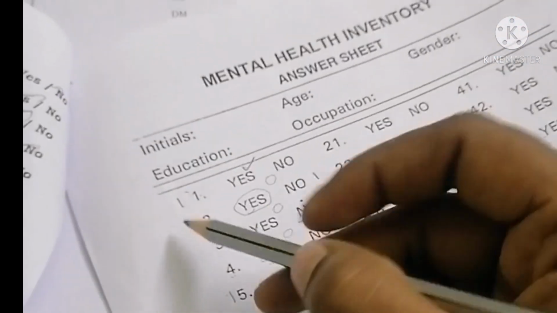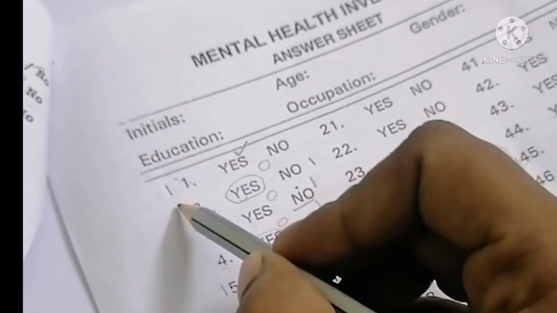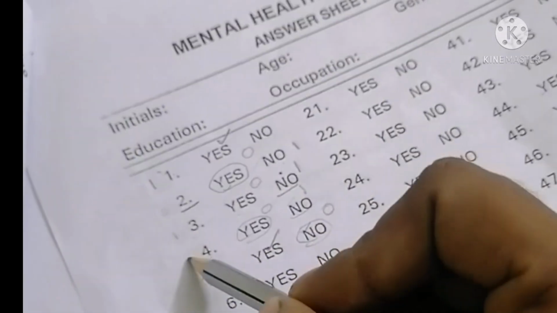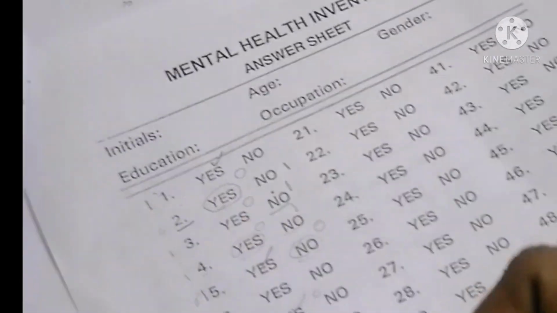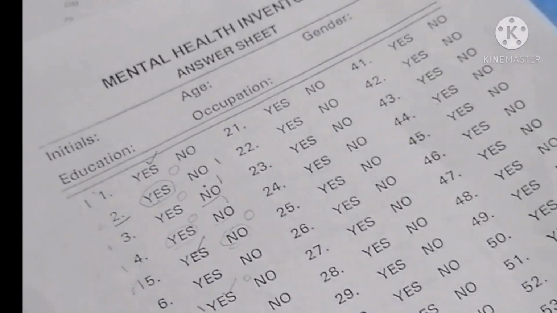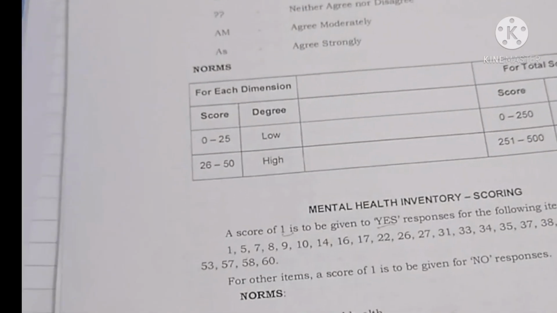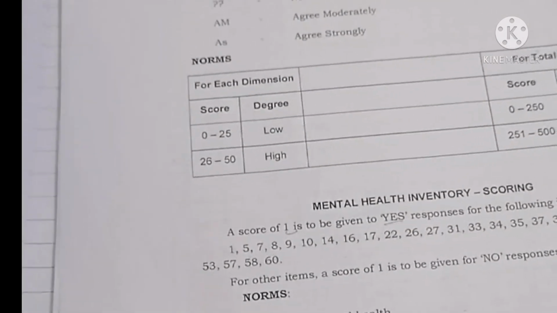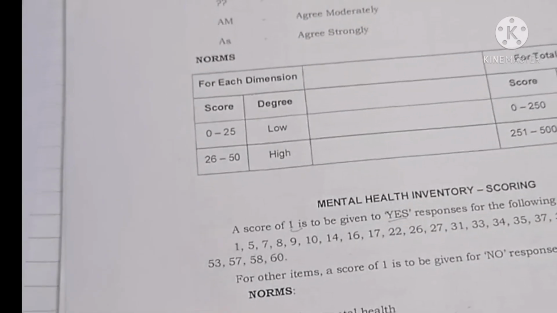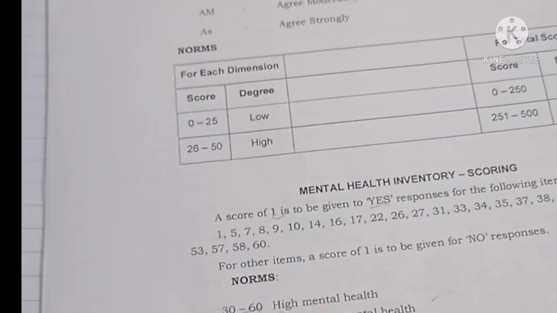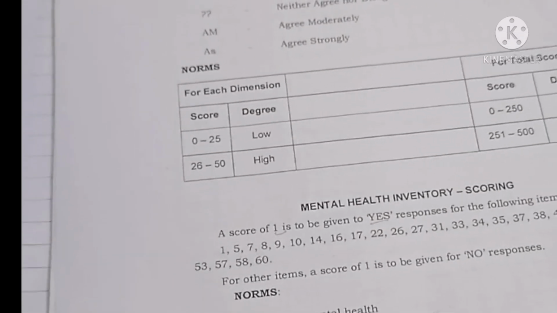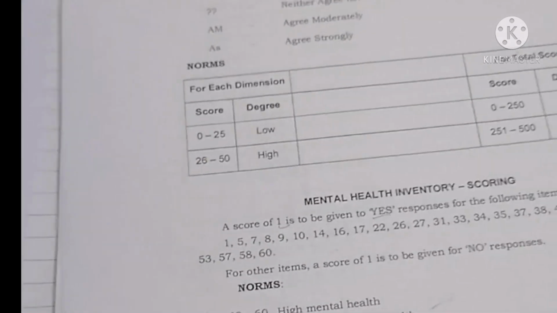After scoring, you add these numbers, 1s and 0s, like that. You add all these numbers, and finally you get a score like 48 or 50. It is compared with the norms given in the scoring key. If your score is 30 to 60, it is high mental health. If your score is 0 to 29, it is low mental health.